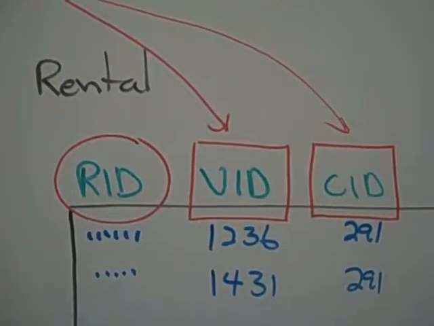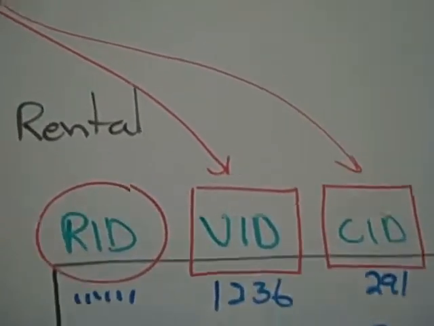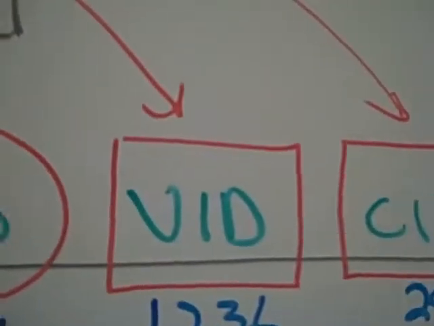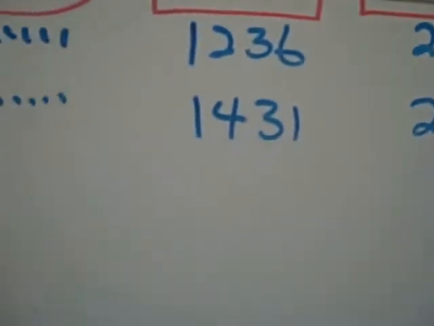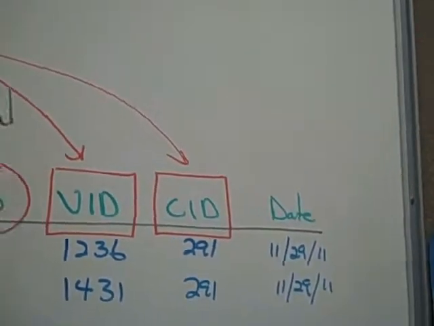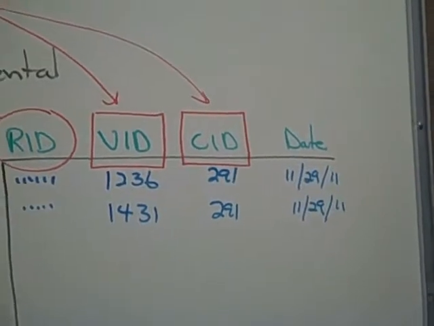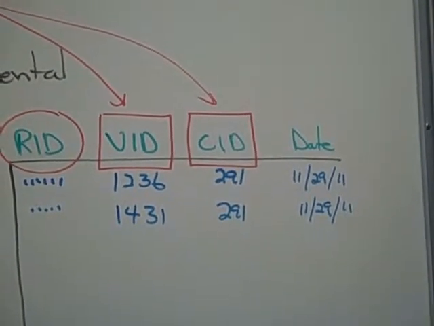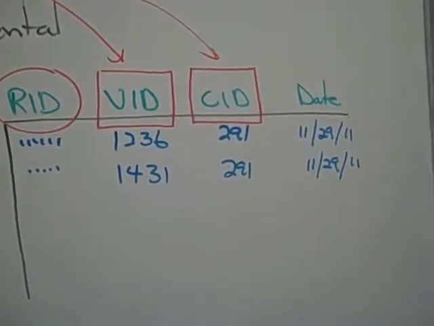Then we can decide who actually has movies rented. We have a renter ID, which video, 1236, so that's this video here. And customer 291's got it rented. This customer has the movie rented. The customer also rented another movie on these dates. When the movie comes back in, we can take that information out of this table and possibly archive it if we wanted to. So we have three tables, and the information is related between the tables.